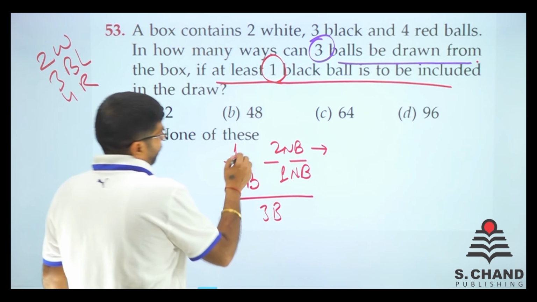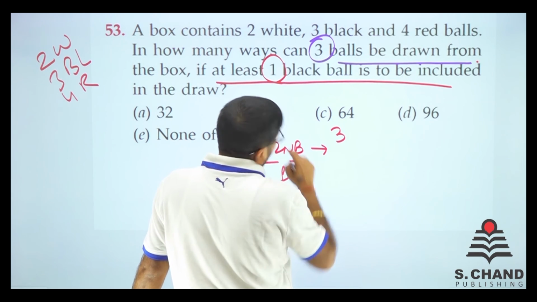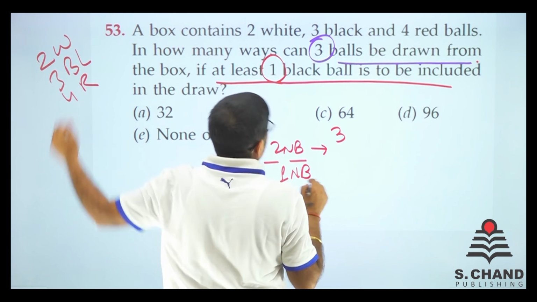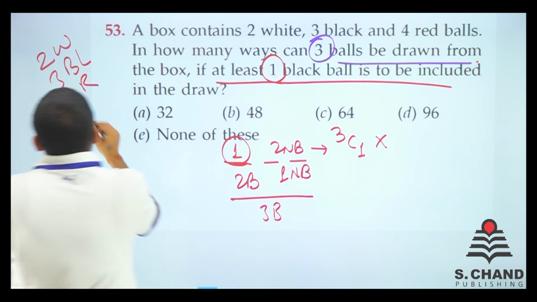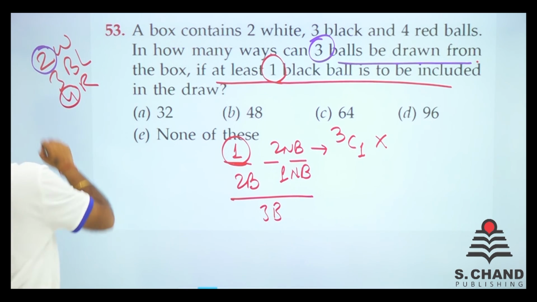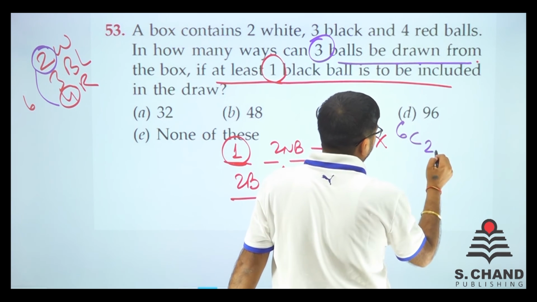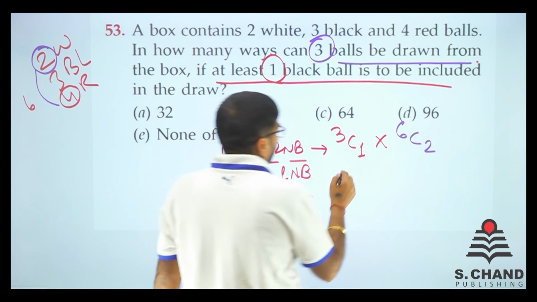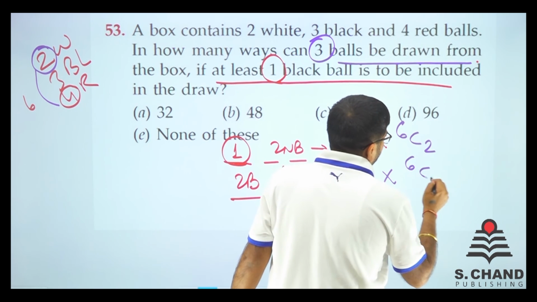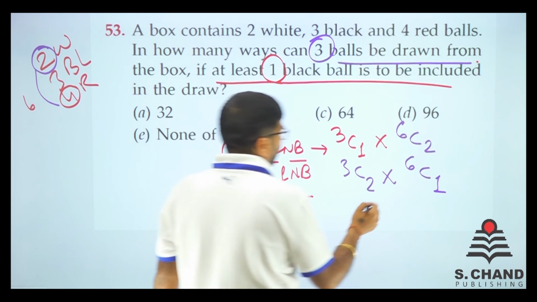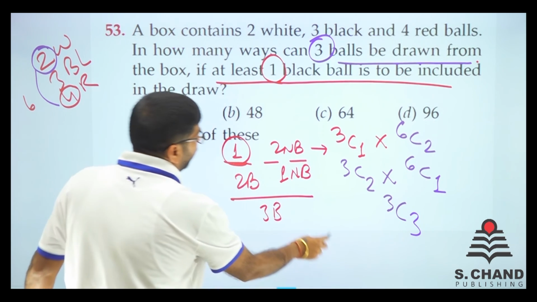So in that, 1 black out of 3, so the probability of taking it out, 3 black, so 3C1 into non-black. See, non-black, how many balls are there? 4 and 2 is 6. So 6C2, plus this combination. So we have 3C2 into 1 non-black, so 6C1, and 3C3, because we have to take out all the 3 from black only.